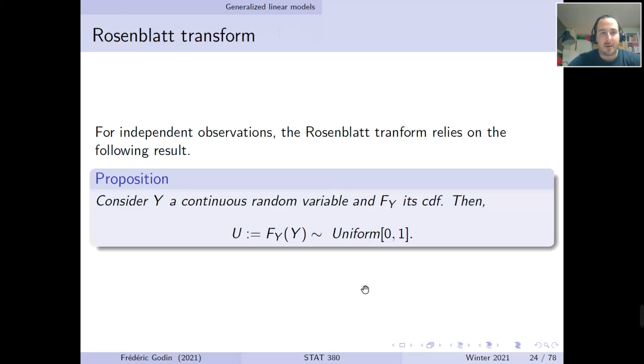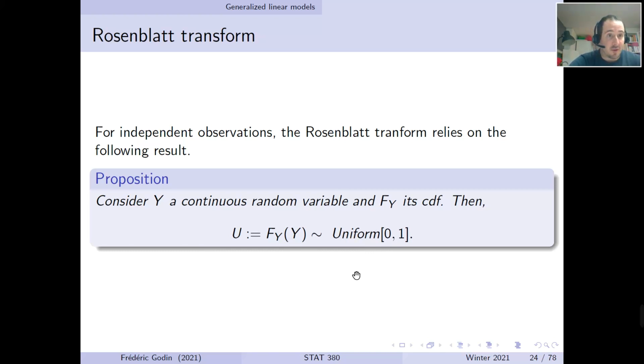Using the Rosenblatt transform relies on the following result of probability. If y is a continuous random variable, and F_Y is its CDF, its cumulative distribution function, then we have that U defined as the CDF of variable y applied onto the variable y, U = F_Y(Y), is uniform 0, 1.